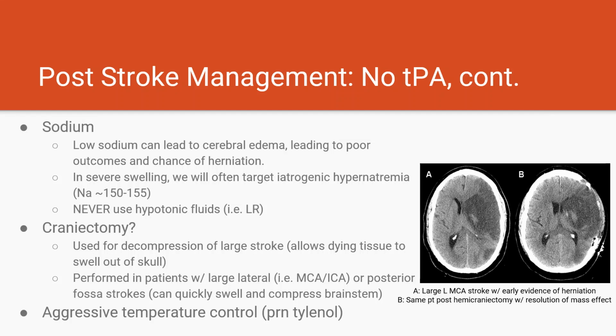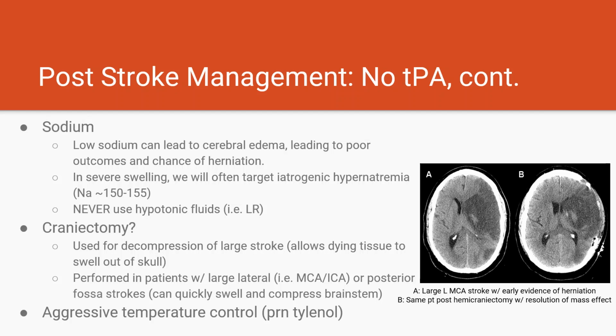In the most severe cases, however, we can't keep up with the swelling in the brain, and so really our only option to relieve pressure from the brainstem is to have our neurosurgery friends perform a craniectomy, where they actually remove a large portion of the skull. As you can see here in the brain, this allows the brain to swell externally out of the skull without compressing portions of the brainstem. Usually this procedure is reserved for patients with very large MCA or ICA strokes, or patients who have posterior fossa strokes, as swelling of the cerebellum can easily compress the brainstem.